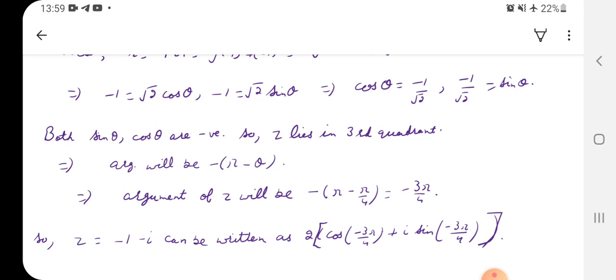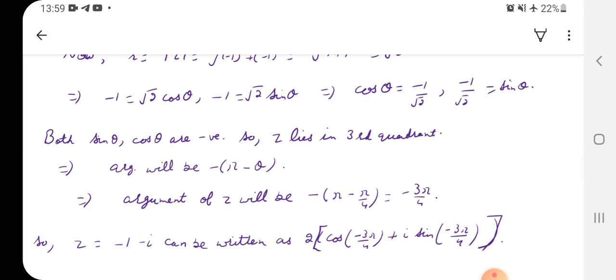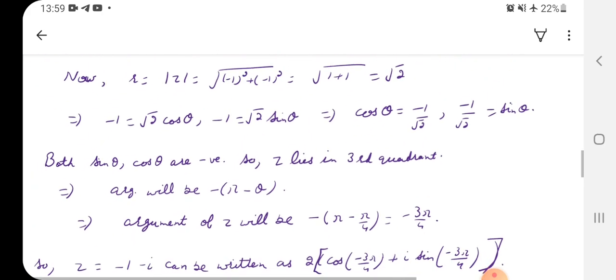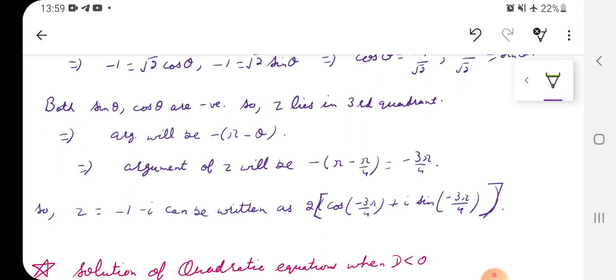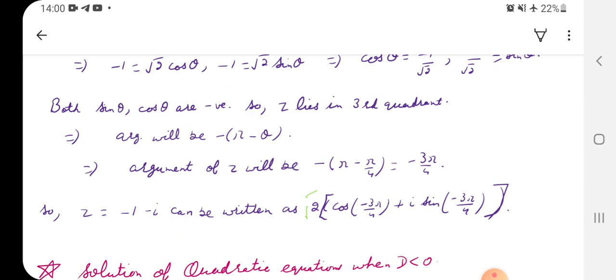So it will be negative of 3 pi by 4. So you got your theta, you got your r. So substitute the value of theta and r in polar form, that is r cos theta plus iota sin theta. So you will get, here it will be not 2, it will be root 2. It is by mistake. So it will be root 2 cos minus 3 pi by 4 plus iota sine of minus 3 pi by 4. So this will be your polar form for the number -1 minus iota.